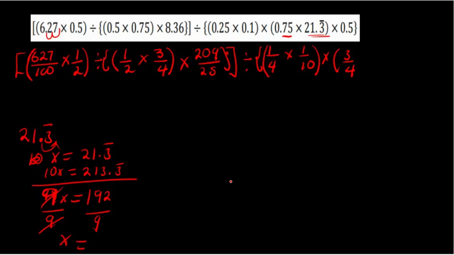So can we simplify that further? Yes, this is just the same as 64 over 3. So that one is 64 over 3. Then remember that we have times 0.5, which is just the same as half. So this is 1 over 2 in short.